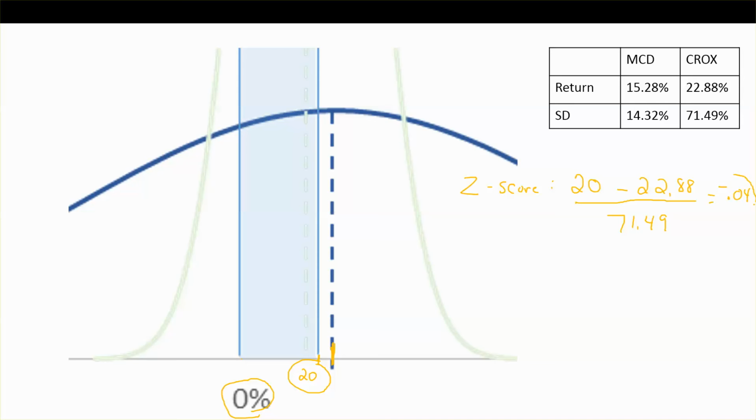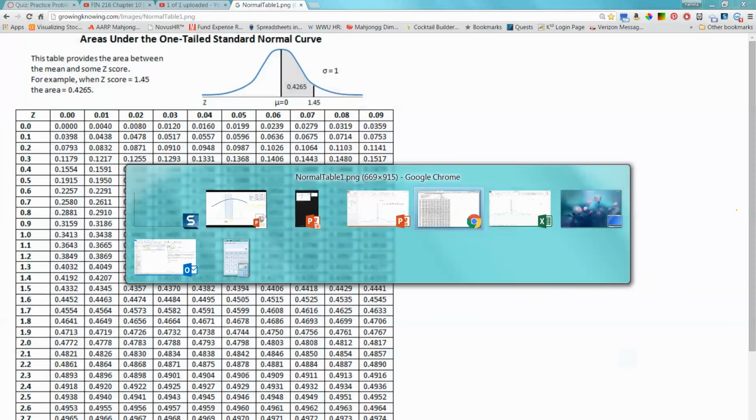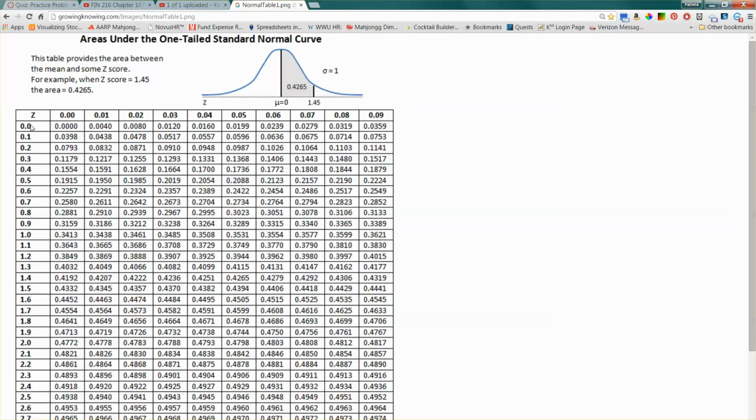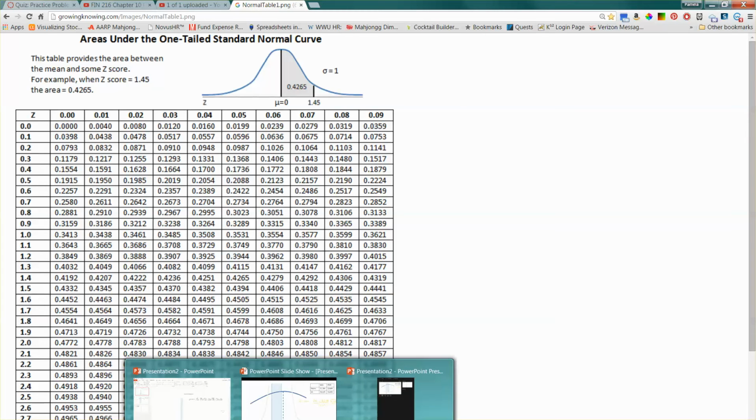Then I take this z-score and I pop over to a z-table, which I have open right here. And even though it's a negative 0.04, I ignore the minus sign right now. I'll deal with the minus sign in a second. So I go to 0.0 and across to 0.04, and I find 1.6% is what that means. I'm looking right here. Hopefully y'all can see my cursor moving. So 1.6%.